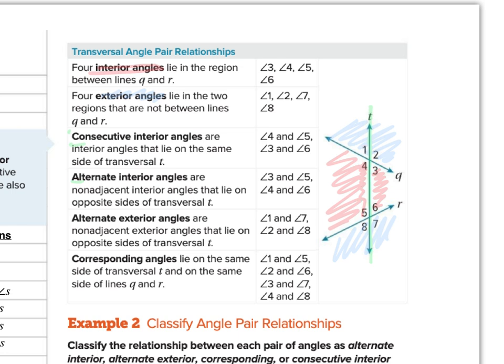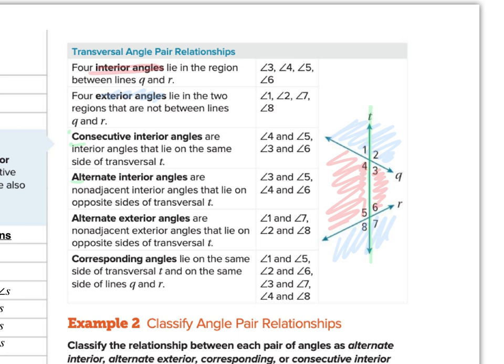Exterior angles, 1 and 2, 8 and 7 are exterior. They talk about alternate exterior angles. Well, alternating the side of the transversal, alternate exterior, so 2 is alternate and exterior to 8, and 1 is alternate and exterior to angle 7. Alternate interior angles, 5 and 3, because they are alternating sides of the transversal and they are interior. 4 and 6, alternating sides of the transversal and they are interior.